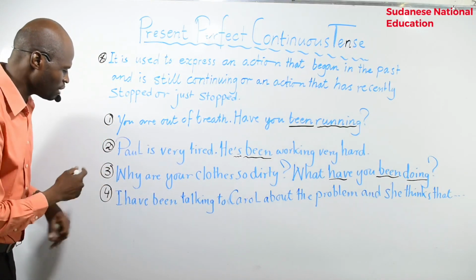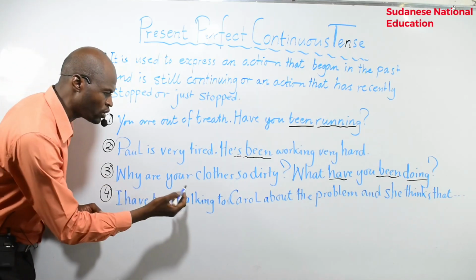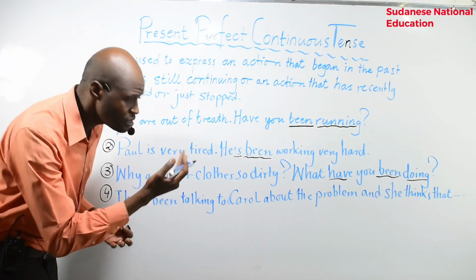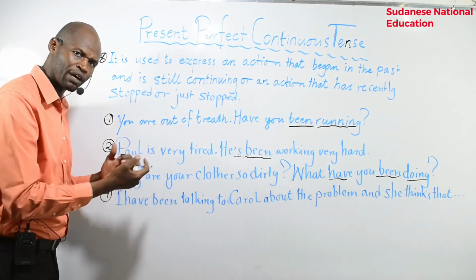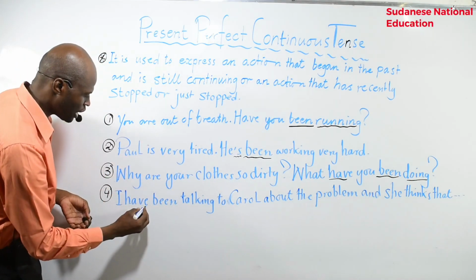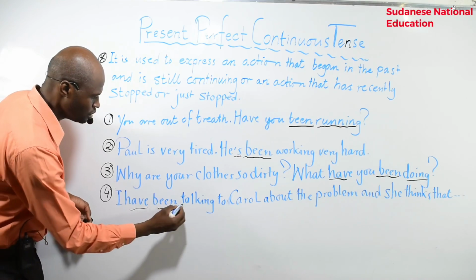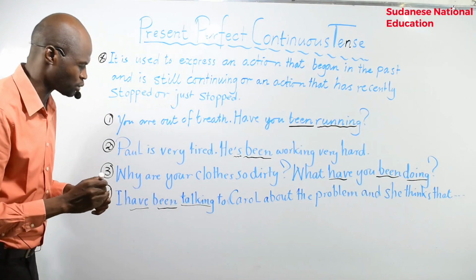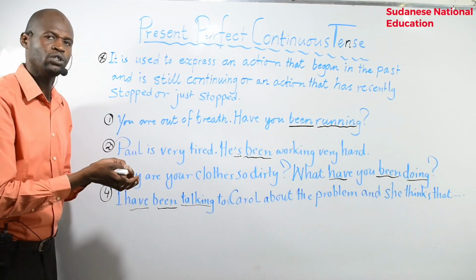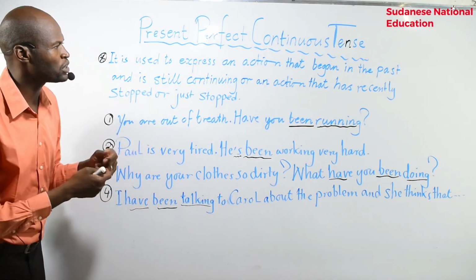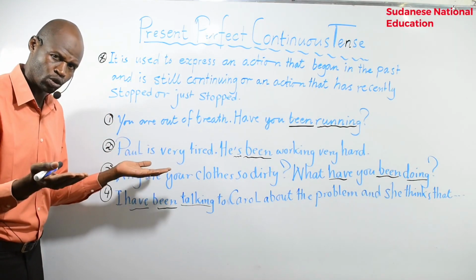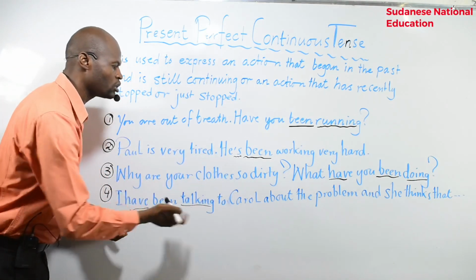Right. So number four, I have been talking to Carol about the problem. Here I have been talking. This is the present participle. But here it shows that the action just finished, or, as we said, recently finished. I've been talking to her. Now I'm not talking to her, but I have been talking to Carol.